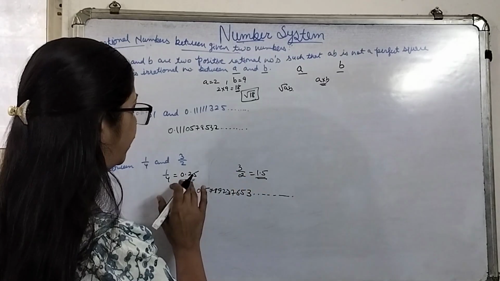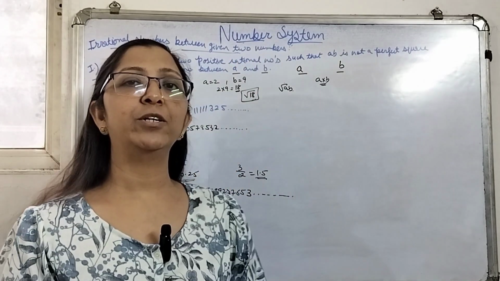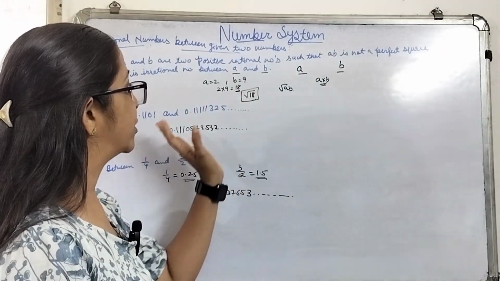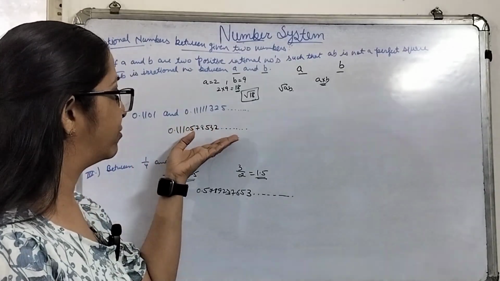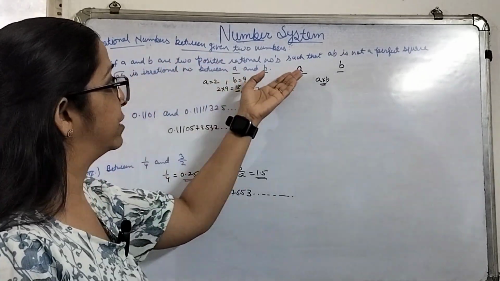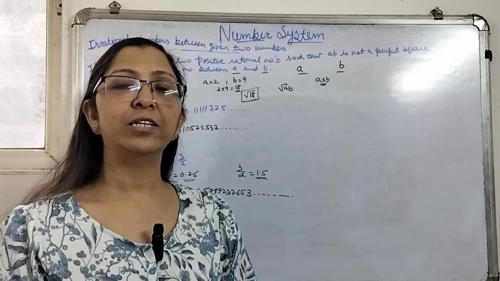We can take any number between these, and any such number will be an irrational number between the two given numbers. So this is how we can find an irrational number between any two given numbers, whether they are given in decimal representation, in terms of p upon q, or like this.